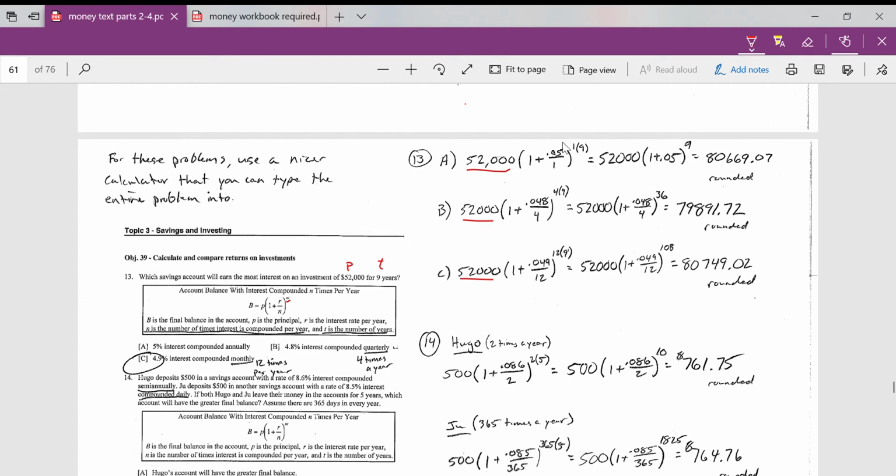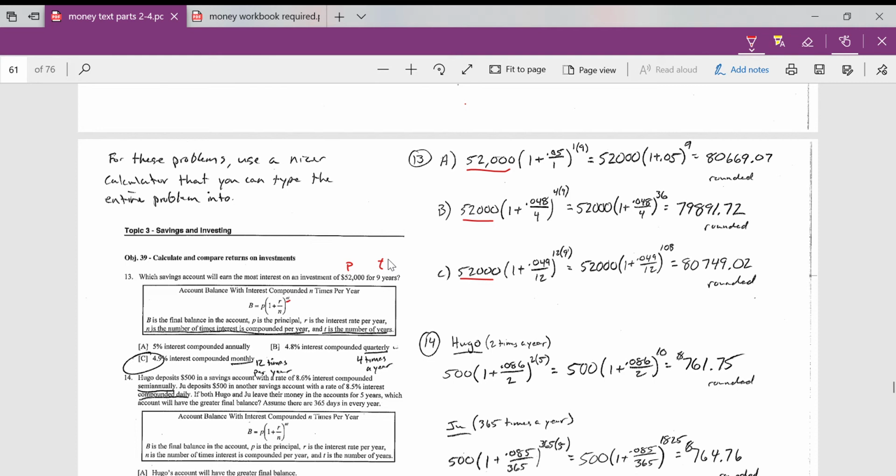So 5% is 0.05. The n is how many times it's compounded a year. Annually means just once a year. So we have a 1 there and a 1 there because that's both the n's. And then the t is for 9 years. Okay. So now you do some order of operations. And I didn't show every step in here, so I will do that for a few of these, maybe not every one.